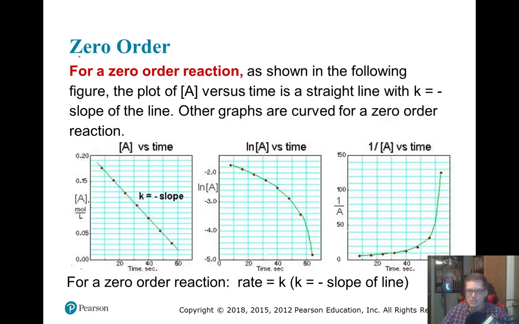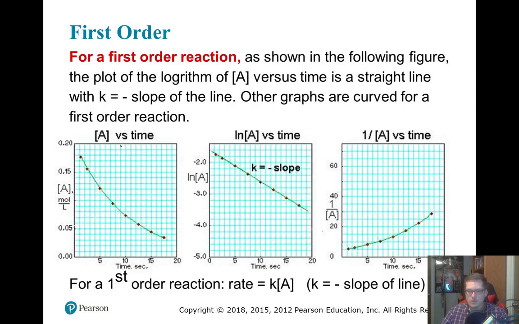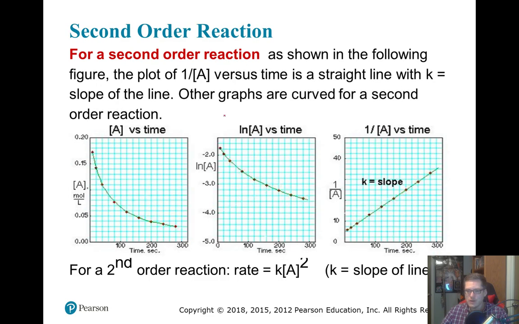So notice that in a zero order reaction, our concentration versus time is linear, and k equals negative slope. And notice that the natural log of A is curvy and the inverse is curvy the other way. For a first order reaction, the concentration is curvy, but the natural log is straight, and our k equals our negative slope. And then finally for a second order reaction, this is the one where the slope is positive, so our k is not negative in our equation, and therefore our k equals our slope straight up.